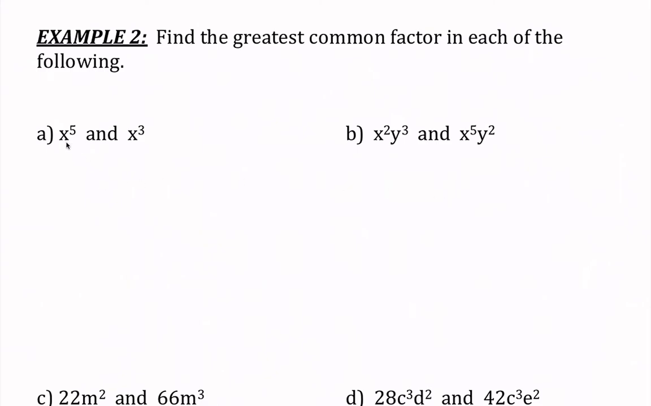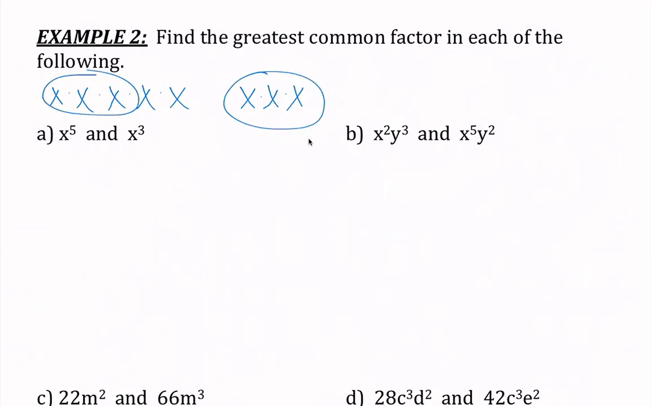Remember, x to the fifth means x times x times x times x times x. X to the third means x times x times x. So I want to find the greatest thing that these two groups have in common. Well, I know that this group has x to the third, and this group also has an x to the third. So I know they both have an x to the third, so their greatest common factor is x to the third.